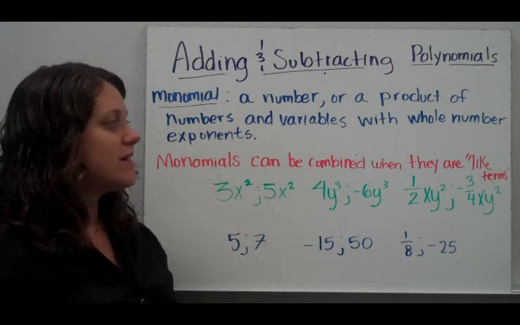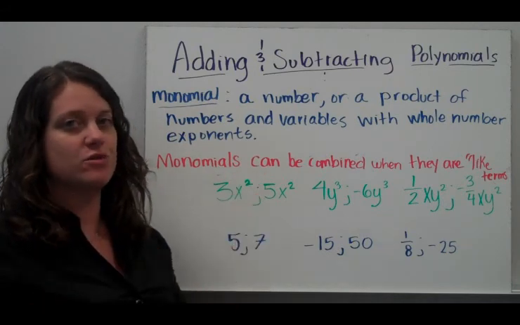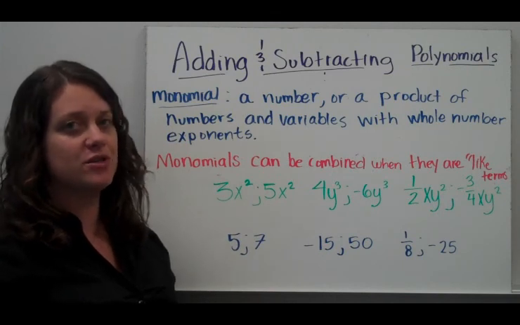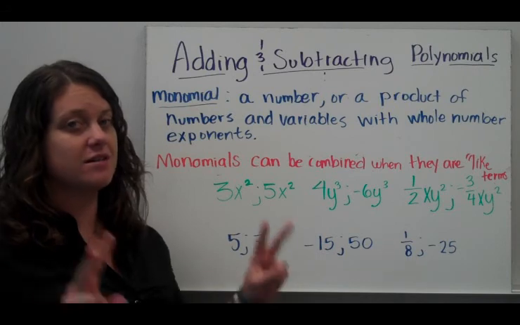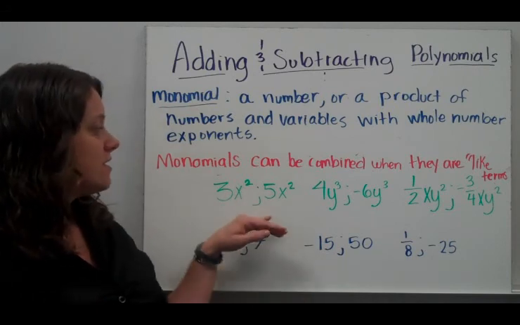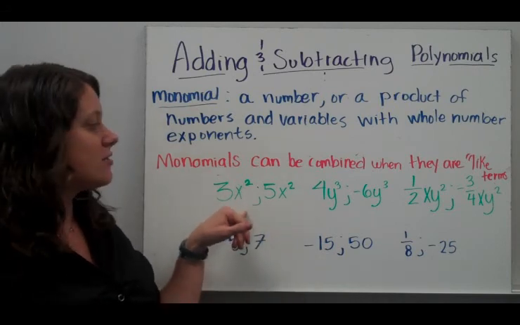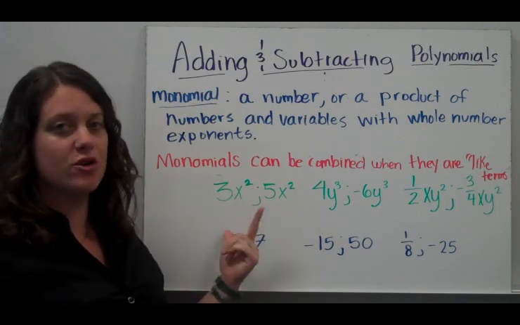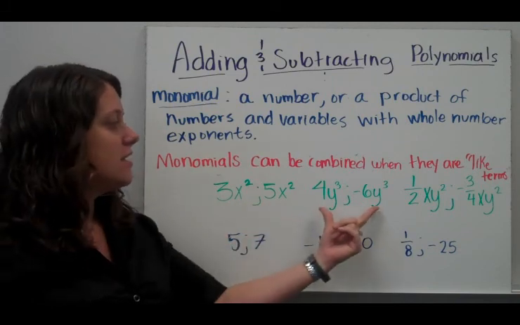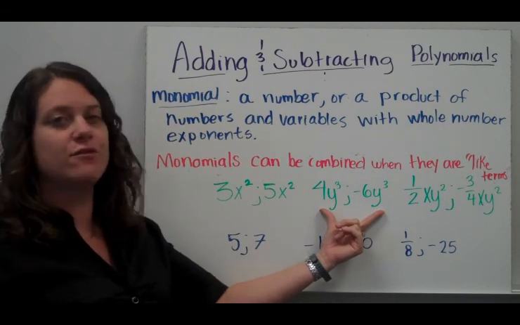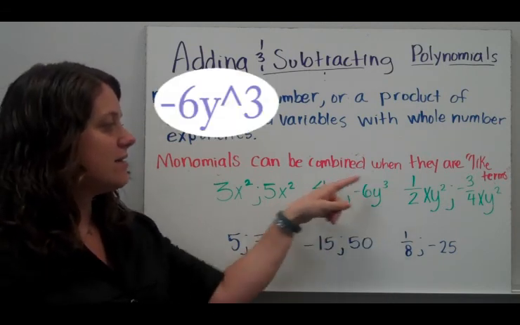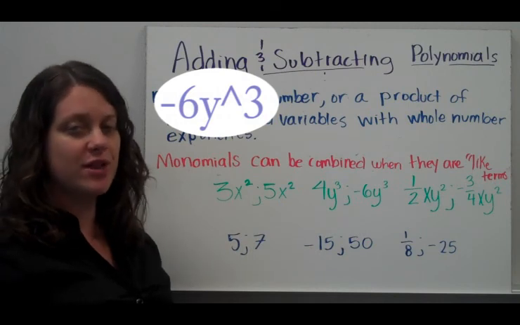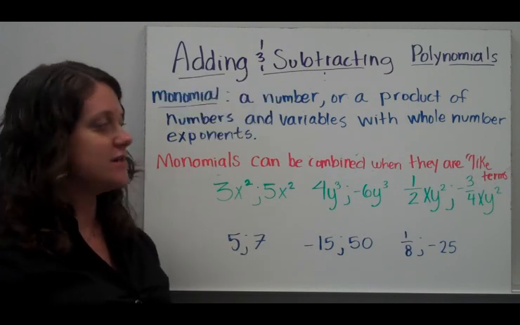So monomials can be combined when they are like terms. When we're adding and subtracting polynomials, you're going to see that we combine the monomials that are like. So here's some like terms down here. 3x squared and 5x squared, those are monomials that could be combined. 4y cubed and negative 4y cubed, because they have the same variable and the same exponent, they could be combined and they're like monomials.